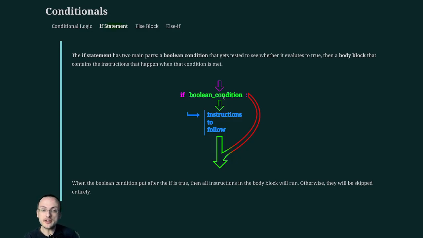However, if the variable or the function call or the expression here ends up being false, then what the program does is it skips all of the indented instructions entirely and it jumps to the bottom of that block. And then it just starts doing whatever comes after.